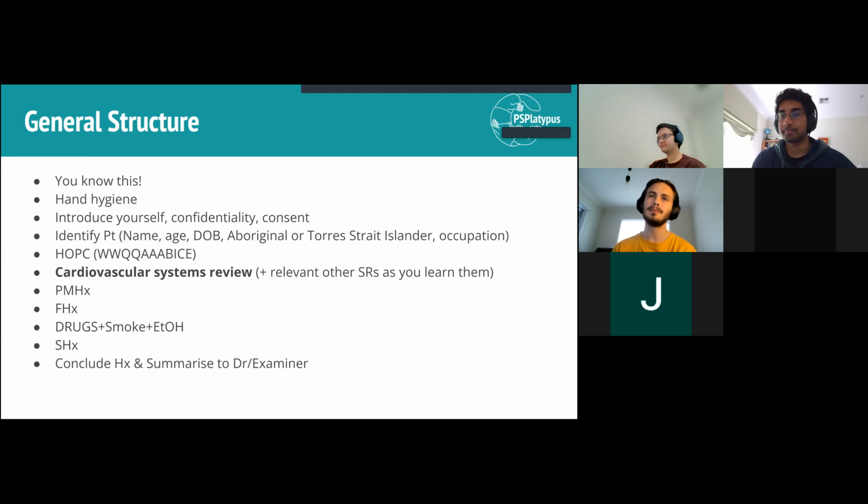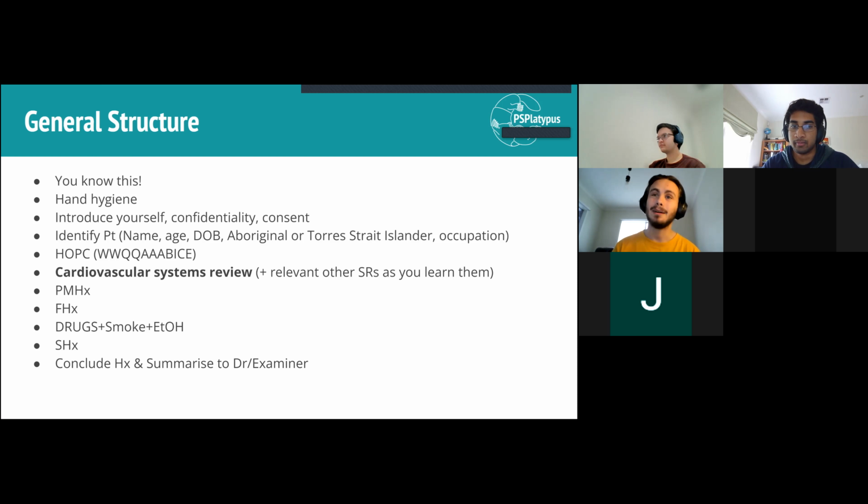and for good reason. In terms of the general history, you know this by this point: hand hygiene, of course, but then the introduction, confidentiality, consent, identifying the patient, checking that you've got the right person, and noting some of those key factors, their indigenous status.